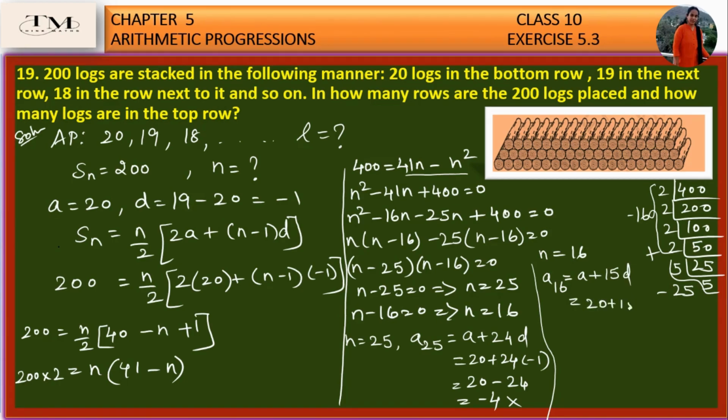So what is a? 20 plus 15 into what is d? It is minus 1. So 20 minus 15, you will get 5. So this means number of rows equal to 16, so in the last row, there are 5 logs.